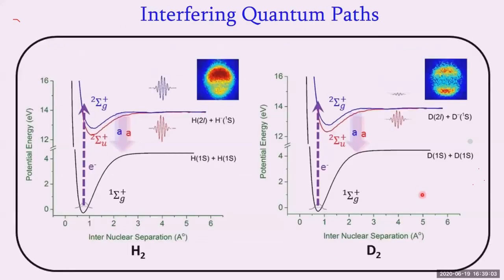So this is summarized. I'm giving here the schematics of H2 and D2. You have an attachment followed by evolution of the negative ion resonance to the dissociation limit. While it is dissociating, it is undergoing auto detachment. So you have a phase difference along the two different paths, which gives us a forward backward asymmetry. While for D2, because of the different mass, the time evolution is different, so you get a different sort of forward backward asymmetry.